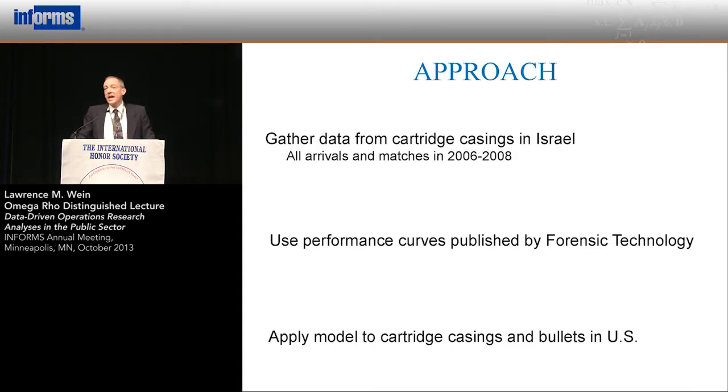In our longitudinal data, it took us a while to get, but we got Israel's entire database and 3 years of arrivals and matches from them. We used published performance curves from the company Forensic Technology, which almost surely are overestimates of the actual performance in the field. And then we loosely apply our model to cartridge casings in the United States.